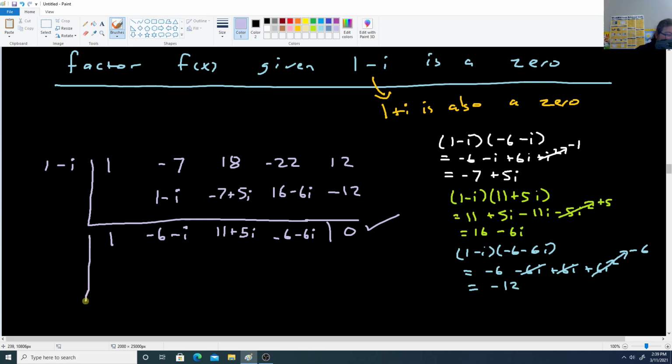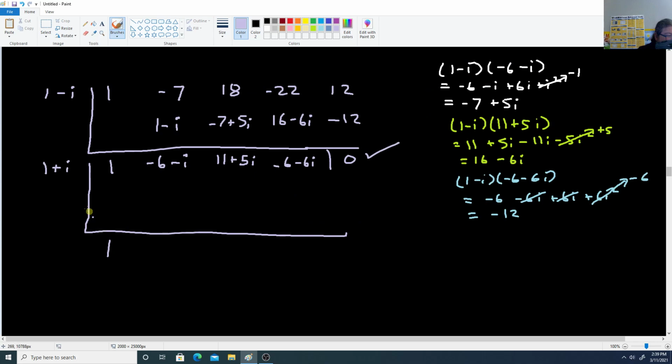So now I need to chain the second number that we know is going to be a 0, which is 1 plus i, off of that first division. So I bring down 1. 1 plus i times 1 is 1 plus i. Negative 6 plus 1 is negative 5. Negative i plus i cancel out. 1 times negative 5 is negative 5. i times negative 5 is minus 5i. 11 take away 5 is 6. 5i minus 5i cancel out. 1 times 6 is 6. i times 6 is plus 6i. Negative 6 plus 6 is nothing. Negative 6i plus 6i is nothing, so we get down to 0 there.